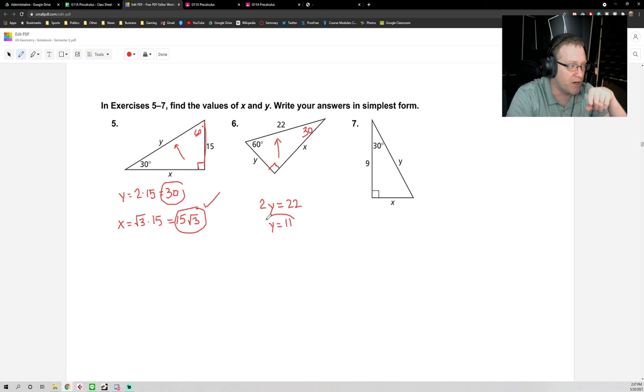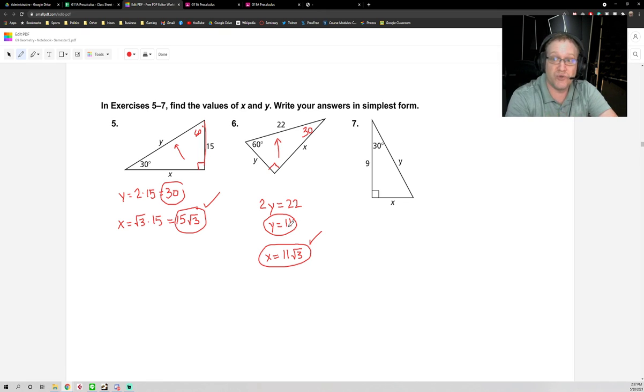All right, good. We got our first part, 11. We're done with finding y. Now we just need to find x. But we already know that x, which is the long leg, is always the square root of 3 times the short leg. So the short leg is 11, so that means x has to be 11 times the square root of 3. And that's it. We're done. That's all we have to write. All right? X equals this, y equals that, and we're done.